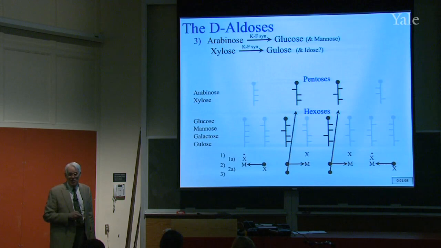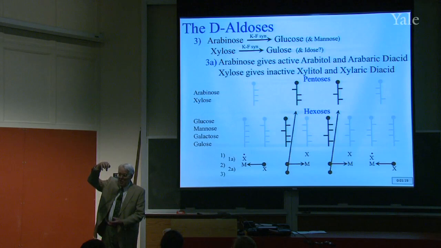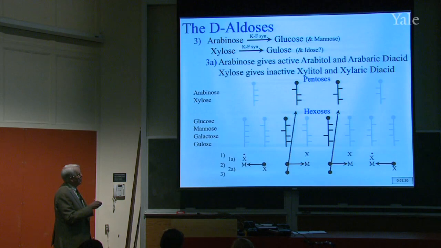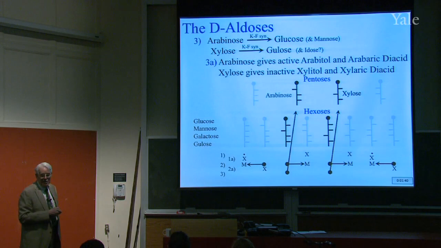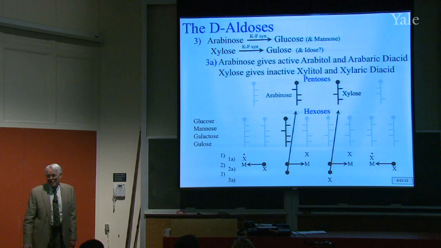Okay, so evidence 3A is arabinose gives optically active arabitol and arabaric acid. Okay, when the two ends are the same, it's chiral. But xylose is not chiral when the two ends are the same. Okay, could this one be arabinose? Would it be chiral if the two ends are the same? How about that one? No. Okay, so that one's got to be arabinose, and that one's got to be xylose. Okay? So we know that glucose can't be this because it comes from arabinose. So that one is glucose. So he proved it.